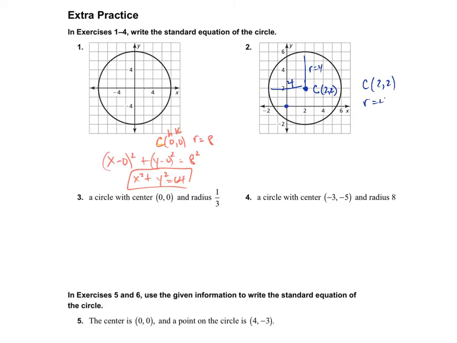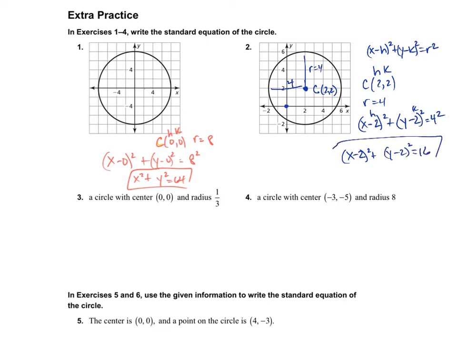Our radius is 4. So it's going to be x. This is our h. There's our k. Remember, it's x minus h squared plus y minus k squared equals r squared. So this will be x minus 2 squared plus y minus 2 squared, this was our h, this was our k, equals r squared. So 4 squared. So x minus 2 squared plus y minus 2 squared equals 16.